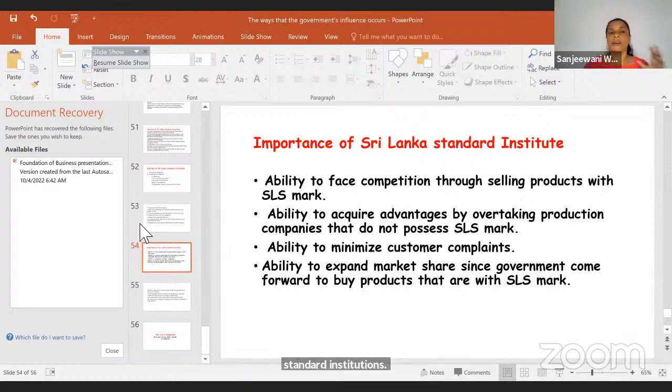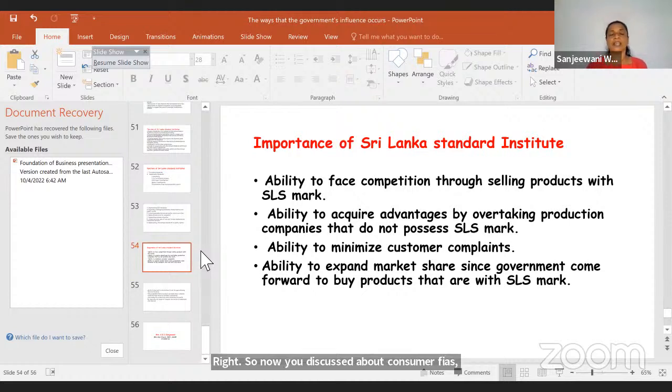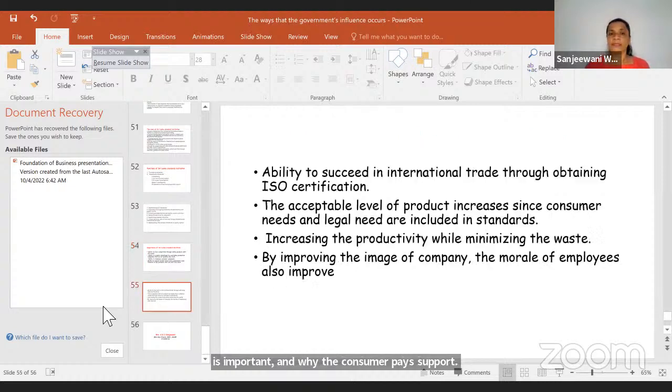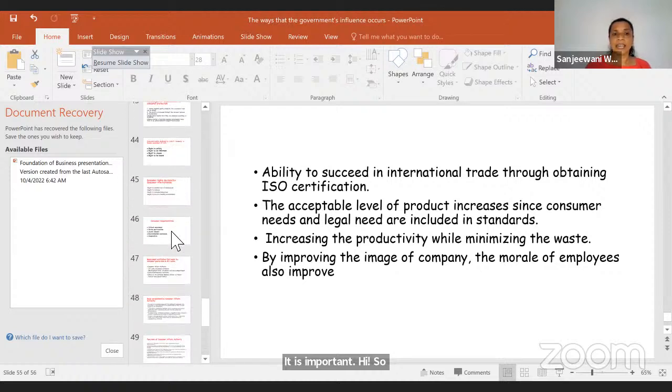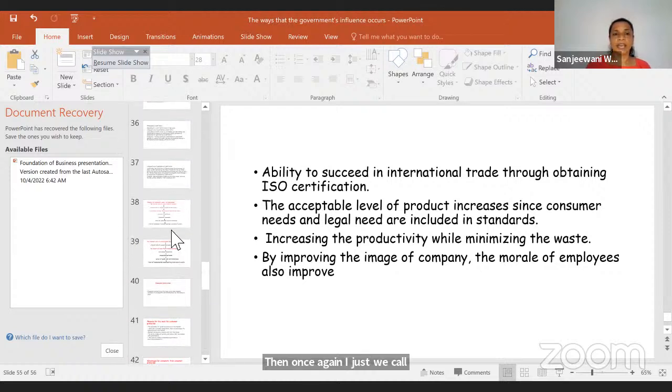So now you have discussed the Consumer Affairs Authority and the Sri Lanka Standards Institution, right? So you need to know from these two organizations their functions, why the Standards Institution is important, and why the Consumer Affairs Authority is important, right? Then once again, I'll just recall what we have done.